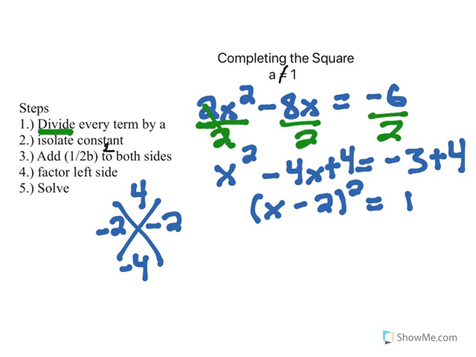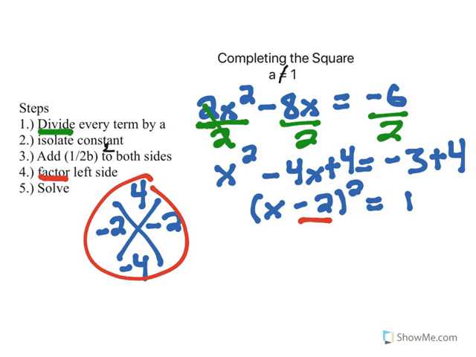Now, if you haven't noticed this yet, when we go to factor our left side, the number in here is always just going to be whatever half of b was. So in this case, that's negative 2 squared. If my b was 8, this would be plus 4. So whatever that b is, if we take half of it, that's an easy way to factor it, so we don't have to make this off to the side. But if you want to do that, no problem.